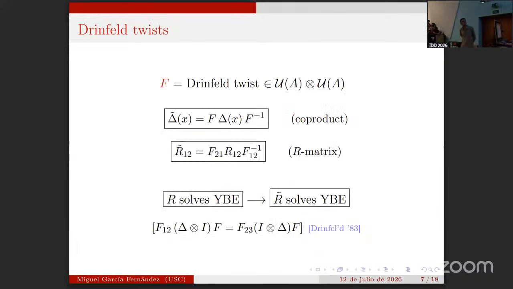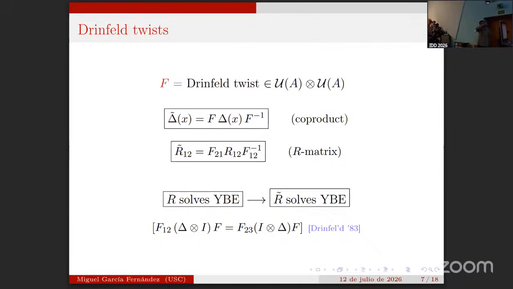So in this Drinfeld twist setup, you start with some coproduct and an R-matrix that defines your spin chain, the coproduct being this delta. And what we do is go to a new coproduct and a new R-matrix just by doing this transformation, where now the deformation data is inside F, which is called the Drinfeld twist, that acts on two sites. And then the basic claim of the Drinfeld twist is that if your initial R-matrix solves the Yang-Baxter equation, the twisted one will also satisfy the Yang-Baxter equation, provided the twist satisfies this three-body relation, which is called the Drinfeld equation, or the cocycle condition.